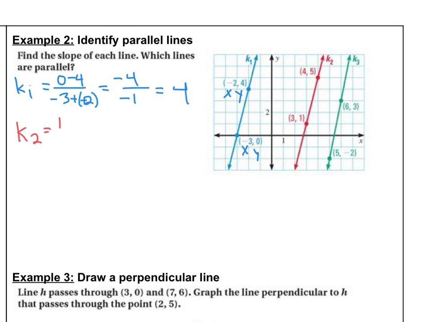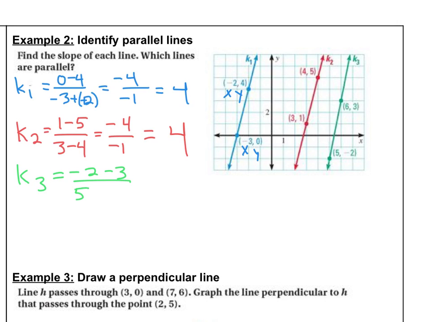Okay, K2, I'm going to do 1 minus 5 over 3 minus 4. That's going to give me -4 over -1, which will be +4 again. And then finally, we'll do K3. And we'll do -2 minus 3 over 5 minus 6. -2 minus 3 is -5 over -1, which will give me a +5 as a slope.